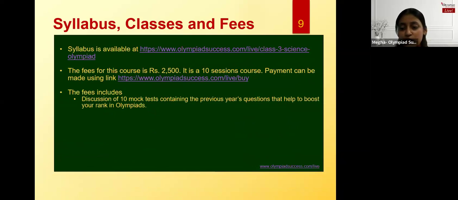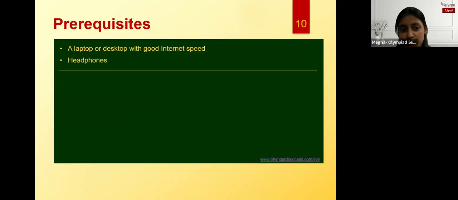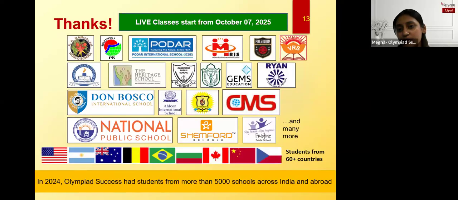So the syllabus is available on this particular link and the fee of this course is rupees 2,500. It is a 10-session course and payment can be made by using this link. So this fee includes discussion of mock tests containing the previous year question papers. What else you require? A laptop or desktop with good internet speed and headphones for better audio clarity. Live classes will be starting from 7th of October 2025.